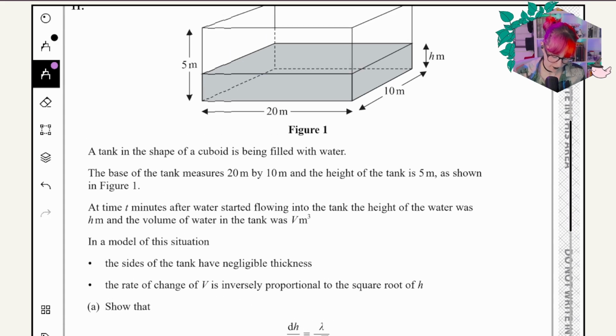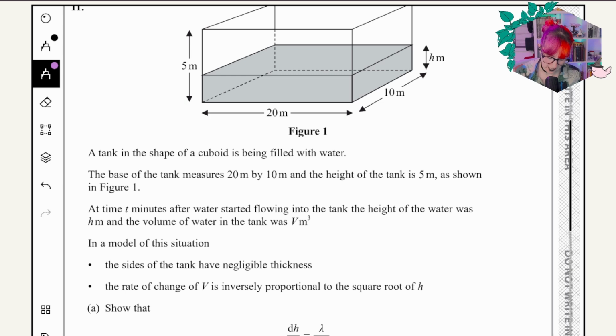So tank in the shape of a cuboid being filled with water. Base of the tank measures 20 by 10. Height of the tank is 5, as shown in figure 1. At time t minutes after water started flowing into the tank, the height of the water was h meters, and the volume of water in the tank was v meters cubed. In a model of this situation, the sides of the tank have negligible thickness, so we can assume that the water expands the entire size that it's being given. And the rate of change of v is inversely proportional to the square root of h.